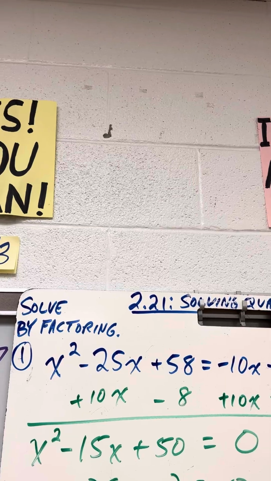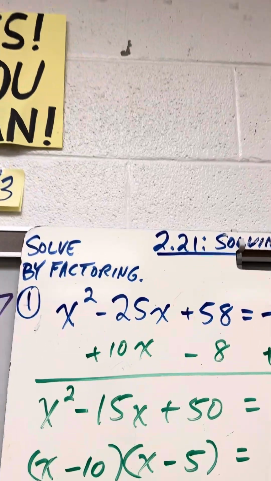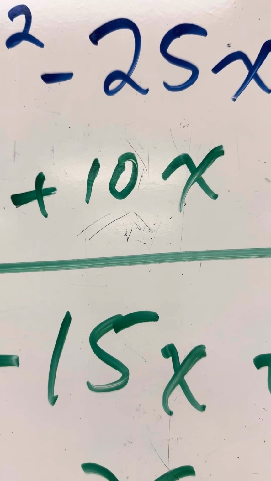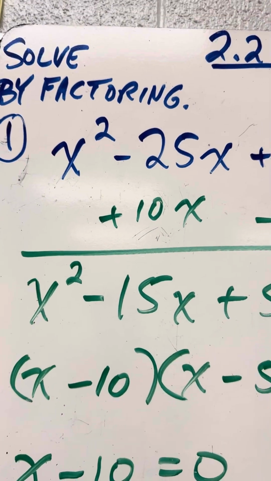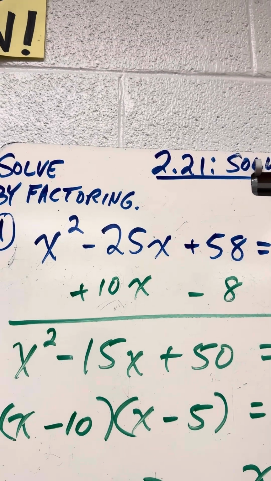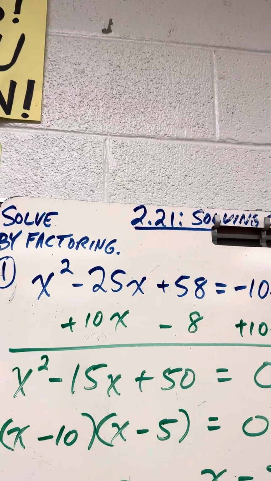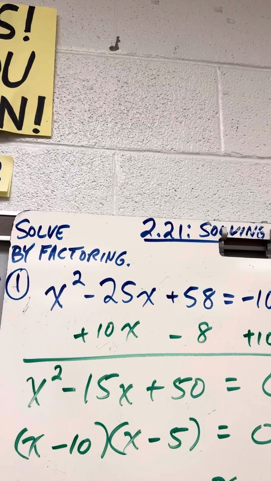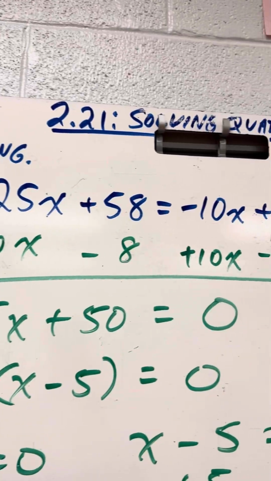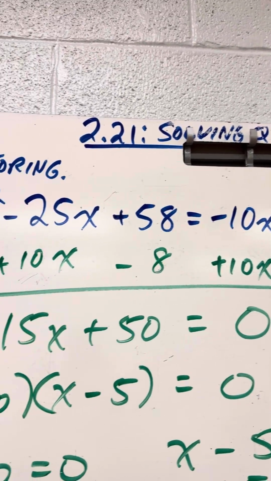Now we're going to factor. What times what makes x squared? X times x. What times what makes positive 50 that added together makes negative 15? Well, negative 10 times negative 5. Negative 10 times negative 5 makes positive 50 and added together makes negative 15. So now we have x minus 10 equals 0 and x minus 5 equals 0. You split them up. Okay?